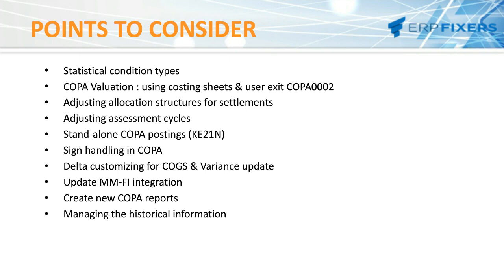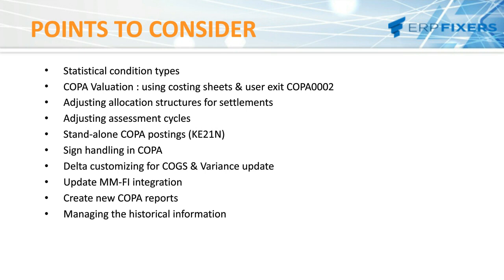Similarly, in case you are using the allocation structure, say in the assessment cycles or for the purpose of the order settlements, the allocation structures also will have to be revised. The reason being, when you are using the costing-based Copa, you can actually post the offset in the cost center or in the internal order using a single secondary cost element. But when you are using the account-based Copa, you will have to use a detailed allocation structure so that you can get a split in the account-based Copa.